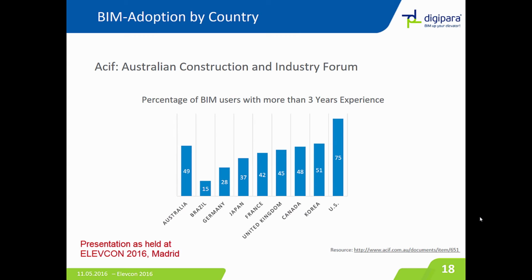Let's have a look at BIM adoption by country. The ACIF is the Australian BIM Forum, and it's interesting to see the percentage of BIM users with more than 3 years experience. You see that in the US, 75% of the BIM users have more than 3 years experience. They do it for a long time.